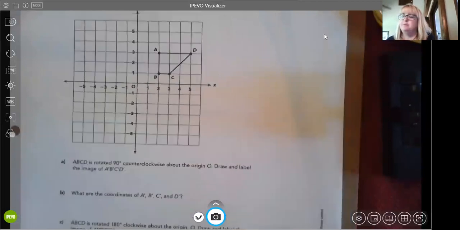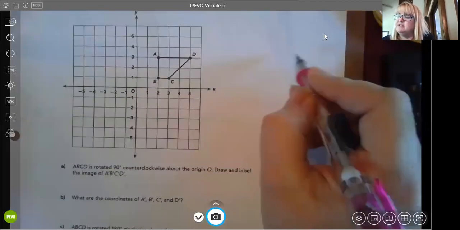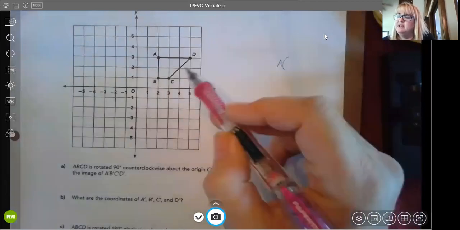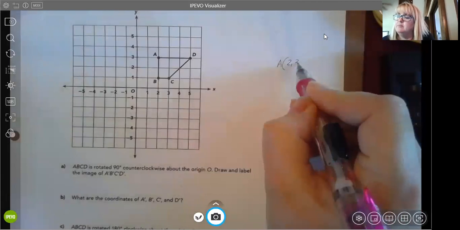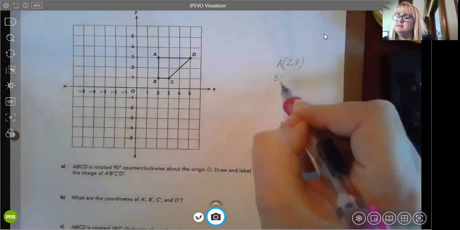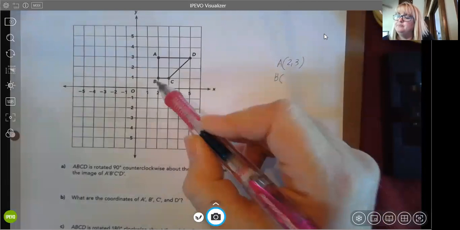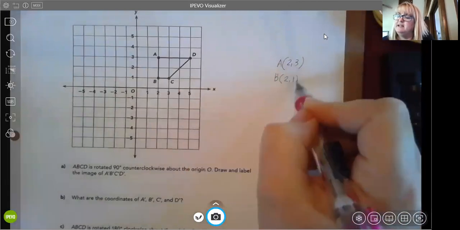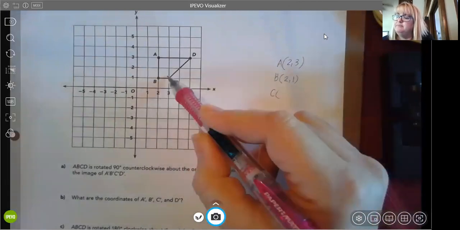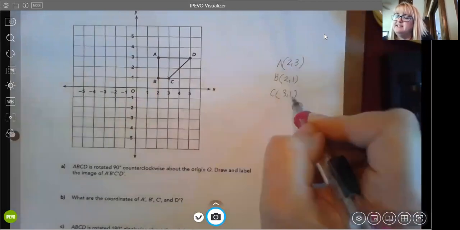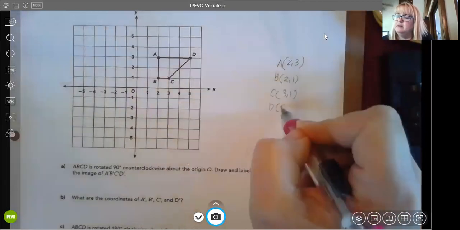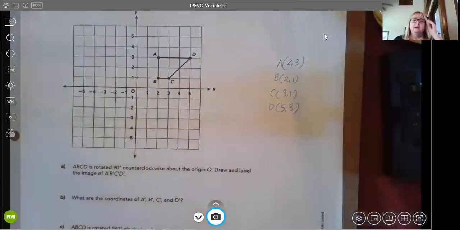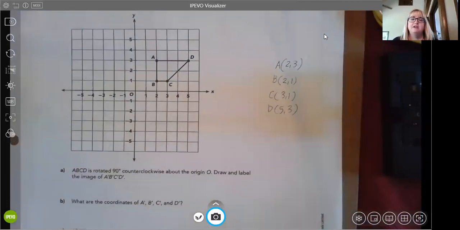Okay, I'm going to just write my points out here real quick to help me with this. A is (2, 3). B is (2, 1). C is (3, 1). D is (5, 3). And that's going to help me figure out my new coordinates.